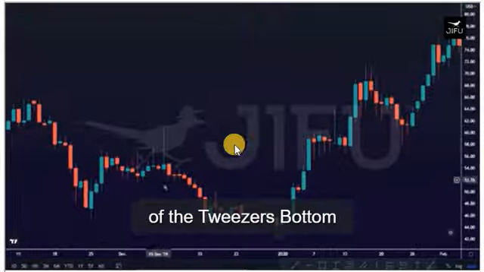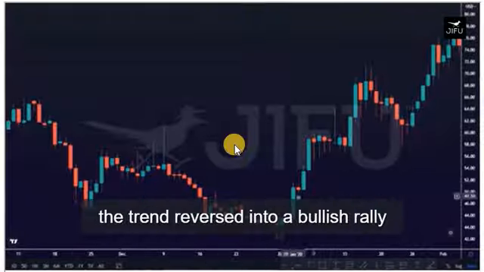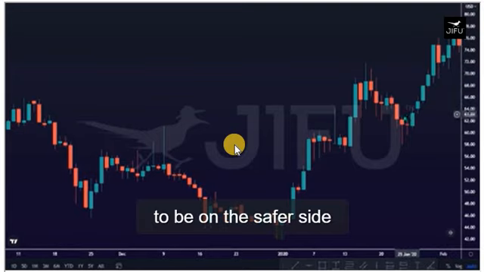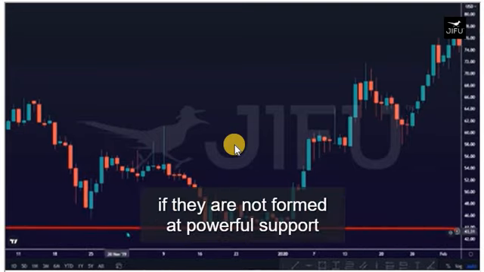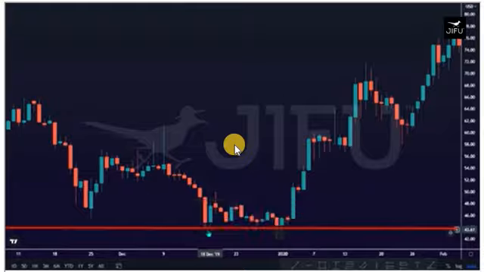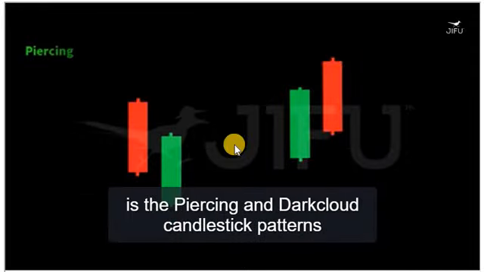Here's an example of the tweezers bottom after an aggressive bearish trend. And we can see how the trend reversed into a bullish rally. To be on the safer side, do not trade this candlestick pattern if it is not formed at powerful support or resistance levels. The next candlestick pattern on the list is the piercing and dark cloud candlestick patterns.